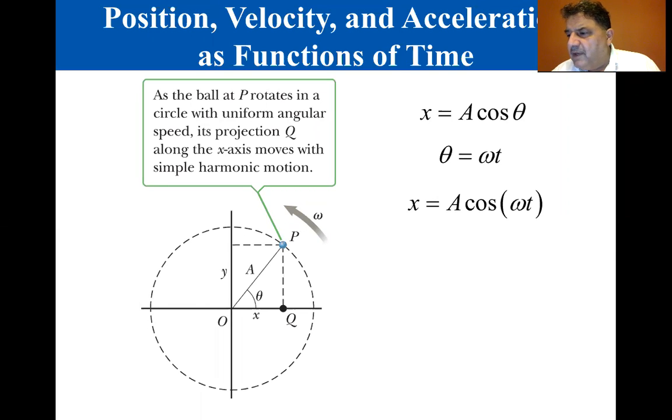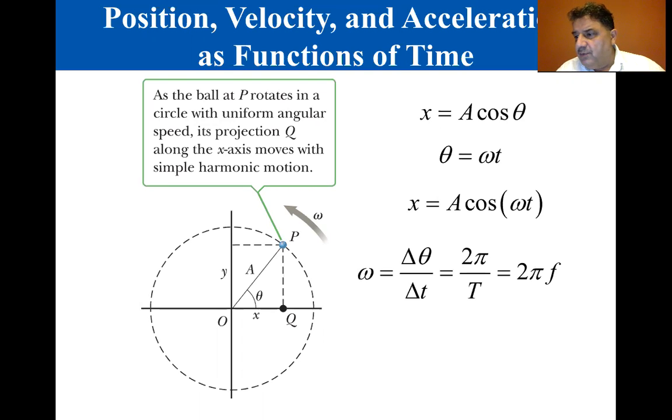In one complete revolution, the ball rotates through an angle of 2 pi radians in a time equal to the period T. In other words, the motion repeats itself every T seconds. Therefore, we can write an expression for omega as shown. Omega equals delta theta over delta t, which is 2 pi over T, which is equal to 2 pi f, where f is the frequency of the motion.